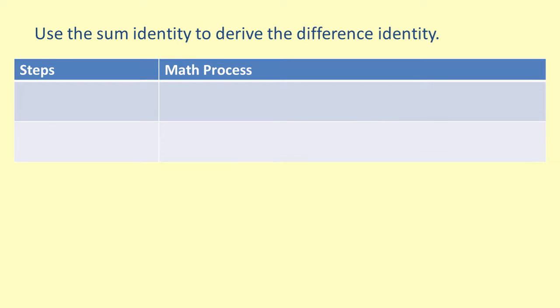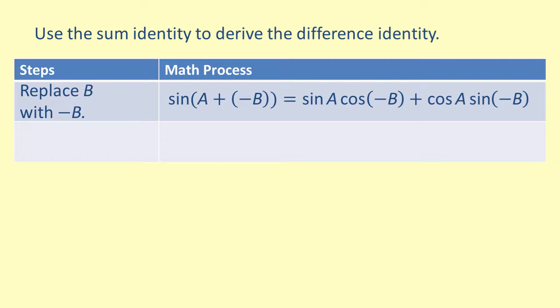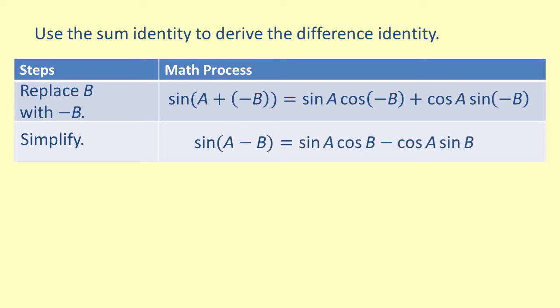We will now use the sum identity and the properties of even and odd functions to derive the difference identity for the sine function. Begin by replacing b with negative b in the sum identity, which gives us sine of the quantity a plus negative b equals sine of a times cosine of negative b plus cosine of a times sine of negative b. Next, use even and odd identities to simplify, which gives us the difference identity of sine of the quantity a minus b equals sine of a times cosine of b minus cosine of a times sine of b.